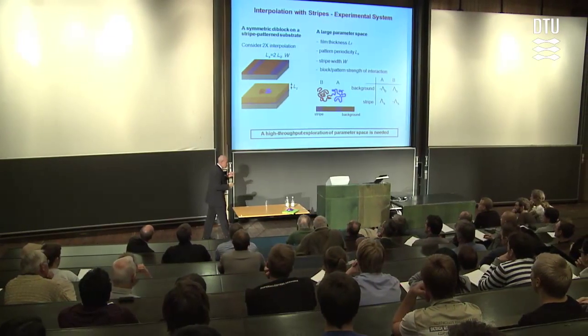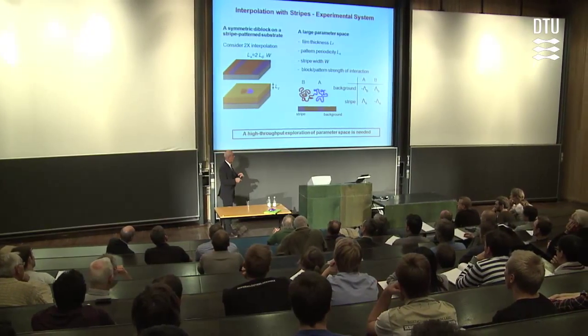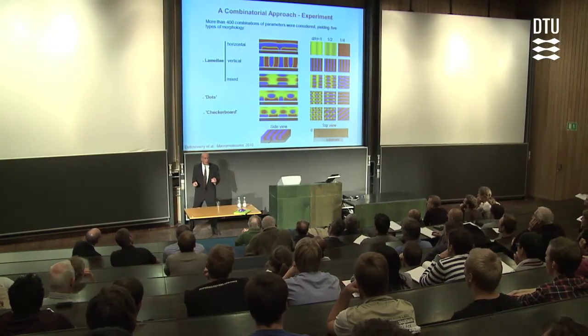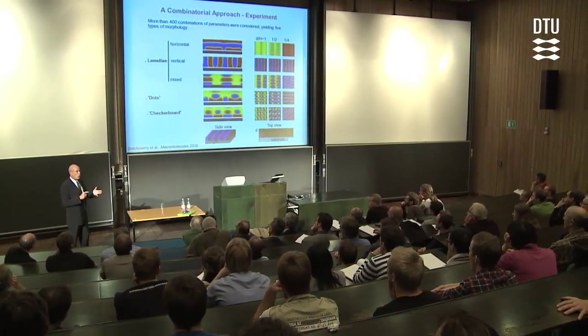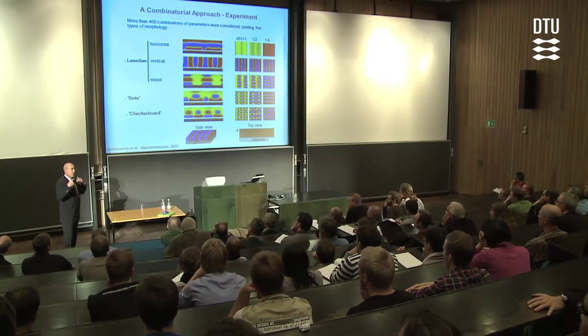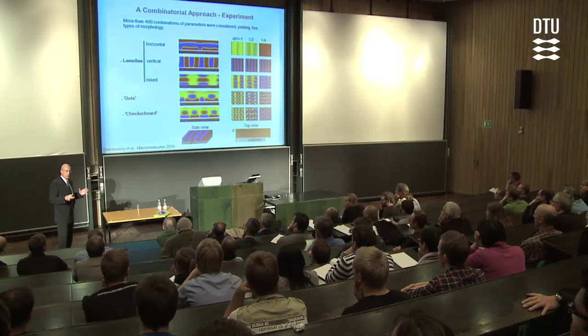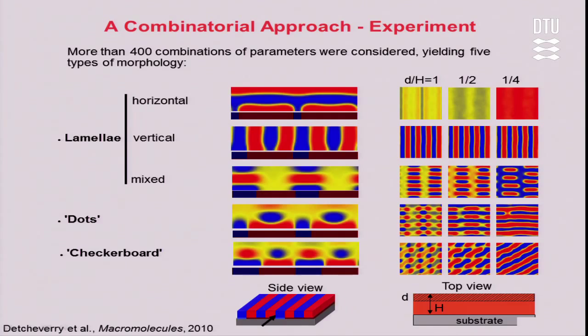So very quickly, because these methods work so well, we started to explore all of phase space. And this was great. We found out that no matter what you do to these systems, all combinations of molecular weights, energies of interaction, surfaces, etc., you can only form 5 morphologies. Only 5. They're shown here.